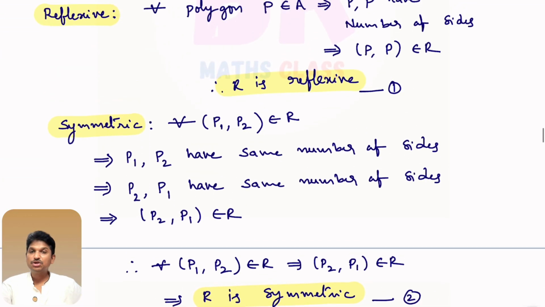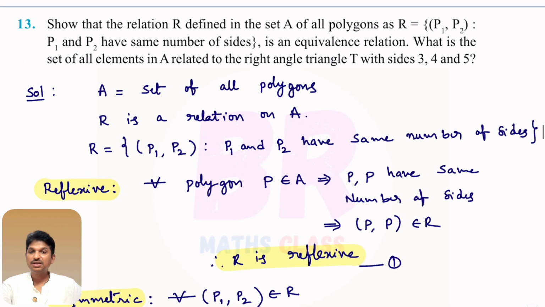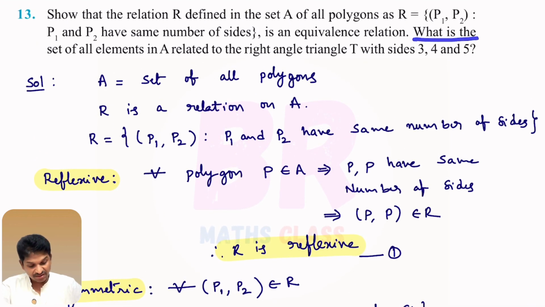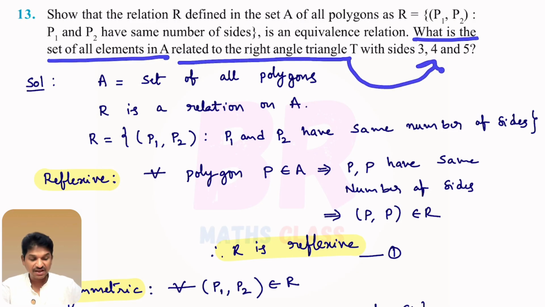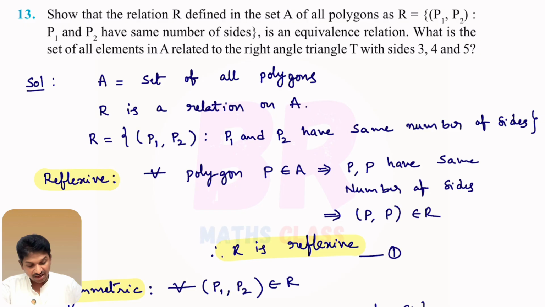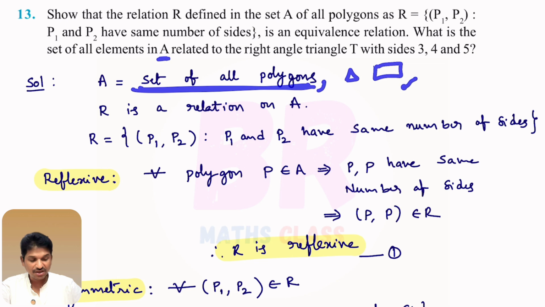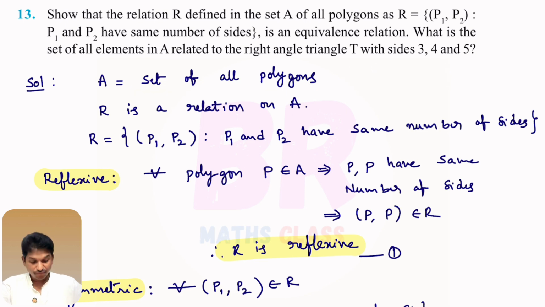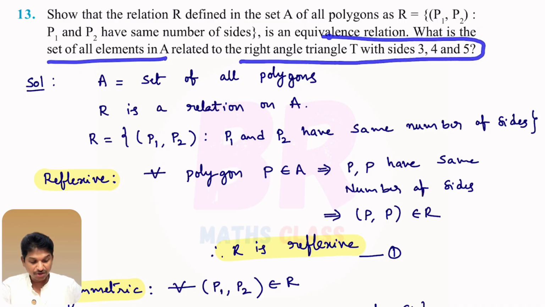If you observe in the question, at the end some other information is there. What is the set of all elements in A which are related to a triangle T with sides 3, 4, 5? A contains what? A contains all polygons. Polygons means what? In this, triangles are there, parallelograms are there, quadrilaterals are there, pentagon is there, hexagon is there, all the things are. Which elements of set A are related to this particular triangle?